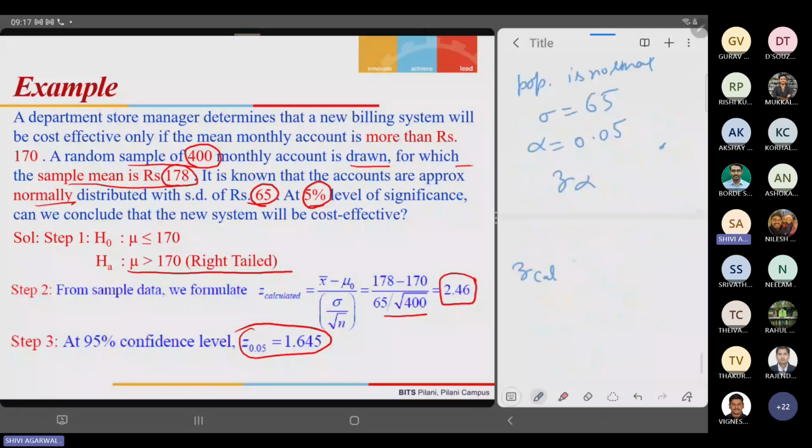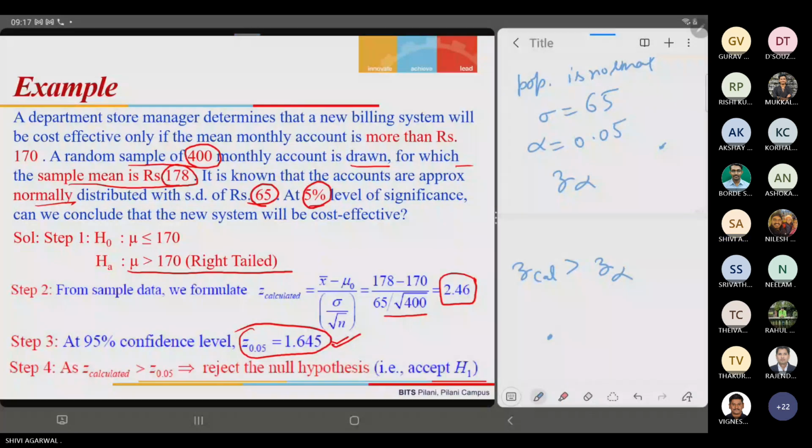Z calculated is greater than Z alpha. No, we are doing this by the hypothesis testing only. The same question we are doing by two different methods. So then only we require the Z alpha. Z calculated value is greater than Z alpha. It means that the test statistic lies in the rejection region. So, reject the null hypothesis. That is, we accept the HA or H1. Got it?